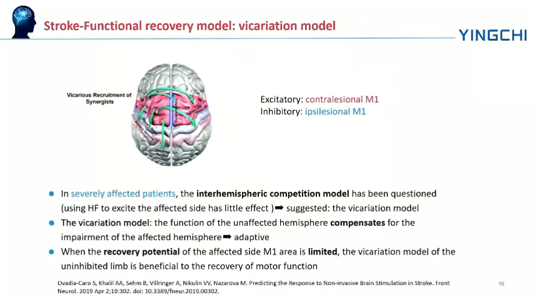And for the patients, especially the severely affected patients, the interhemispheric competition model has been questioned, because using high frequency to excite the affected side has little effect. So we may suggest the vicariation model. This model postulates that the function of the unaffected hemisphere compensates for the impairment of the affected hemisphere, which presents an adaptive effect. So when the recovery potential of the affected side is limited, the vicariation model of the unaffected limb is beneficial to the recovery of the motor function. So we may apply high frequency or iTBS over the contralesional M1, or we can inhibit the excitability of the ipsilesional M1, but the high frequency is used a lot.